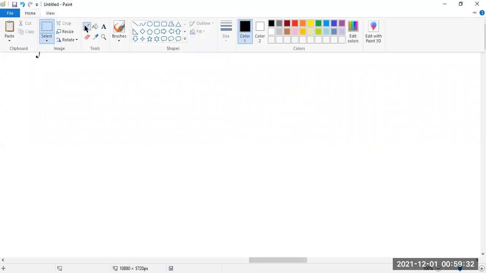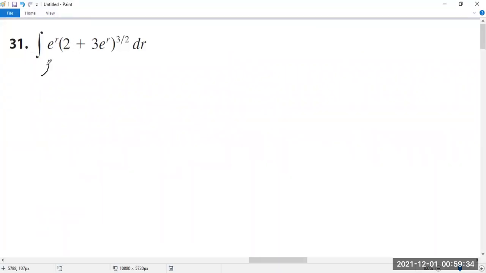So in this problem, we let u really equal the complicated thing, which is 2 plus 3 e to the r, because if u equals 2 plus 3 e to the r, then we can say that this is u to the 3 over 2. So it's clearly indicative of the fact that u should be something that we can then transform into using the power rule. And so we let u equal 2 plus 3 e to the r.